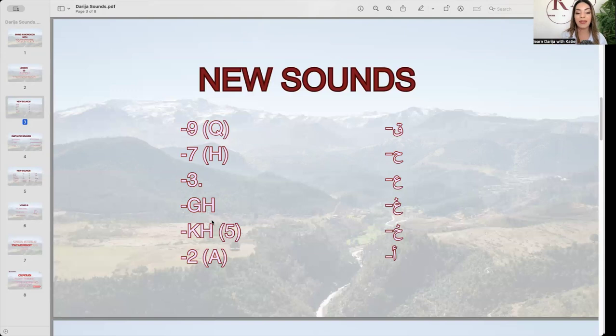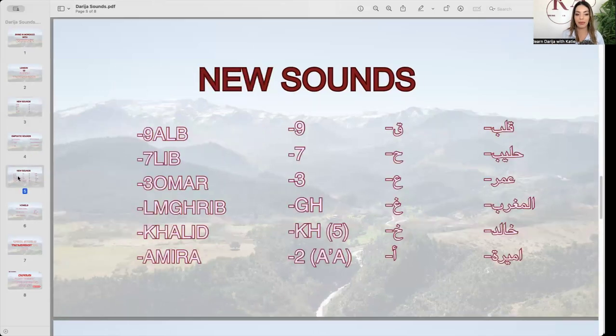Okay, and then we have KH, which a lot of people see as a K, but it's kind of like the name Khalid. So some Moroccans write it as number 5, and for me personally, I just put KH. Then we have number 2, and I don't use it a lot in writing, but it's just a sound. Of course, we will understand more with some of the examples.